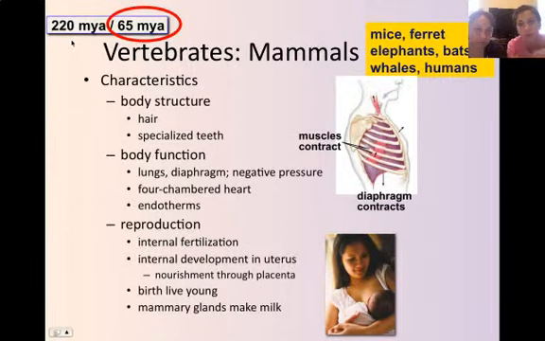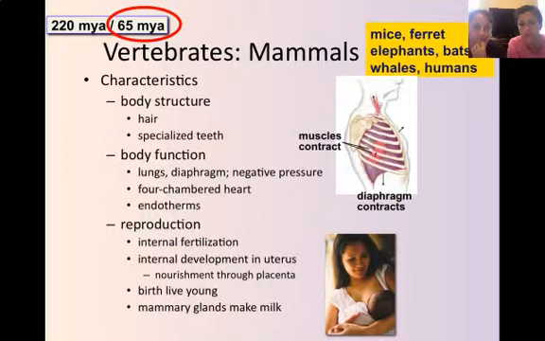You can see 220 million years ago is when the first mammals were observed. 65 million years ago, that's when humans were actually observed. So we have mice, ferrets, elephants, bats, whales, and humans. As far as characteristics, all mammals have hair, or body hair. They have specialized teeth. They do have lungs and diaphragm as far as breathing. They have a 4-chambered heart, and they are endotherms, meaning we regulate our own body heat.